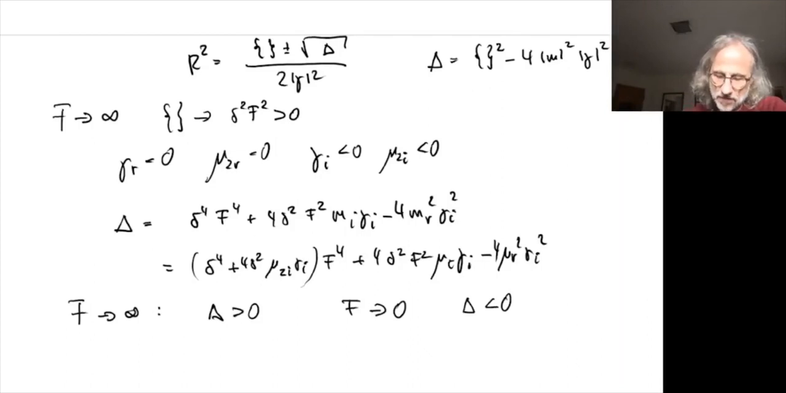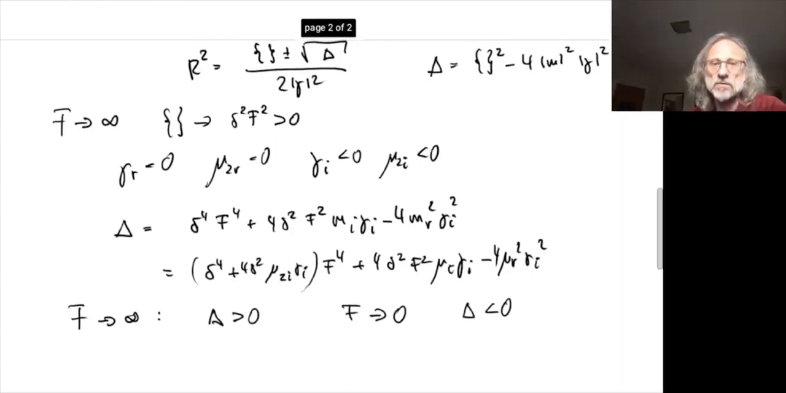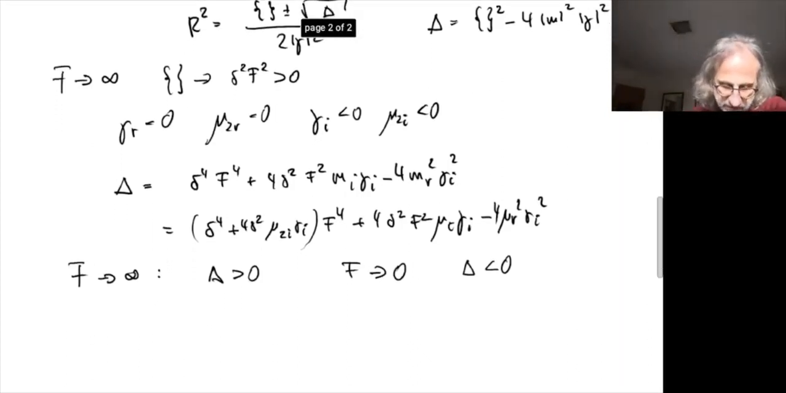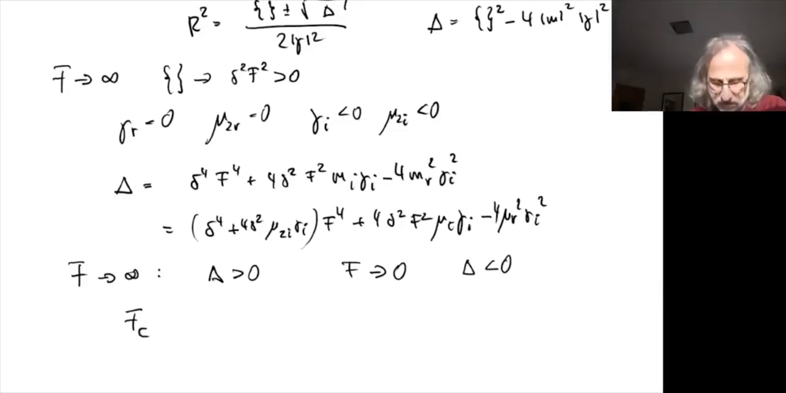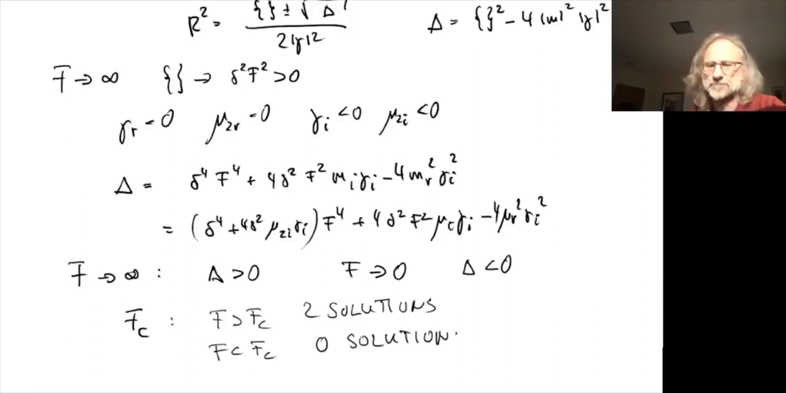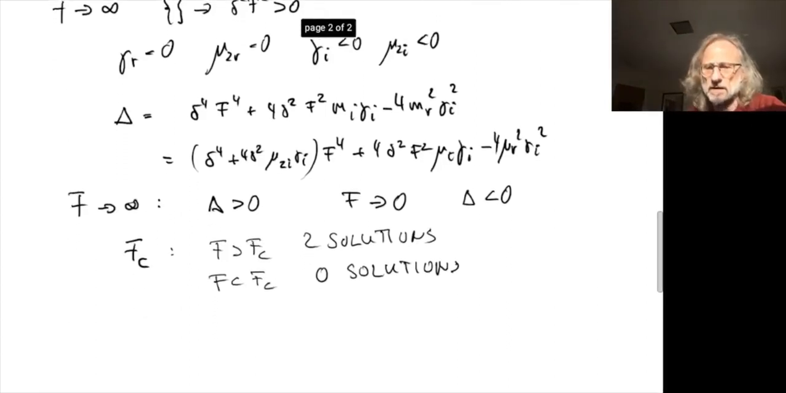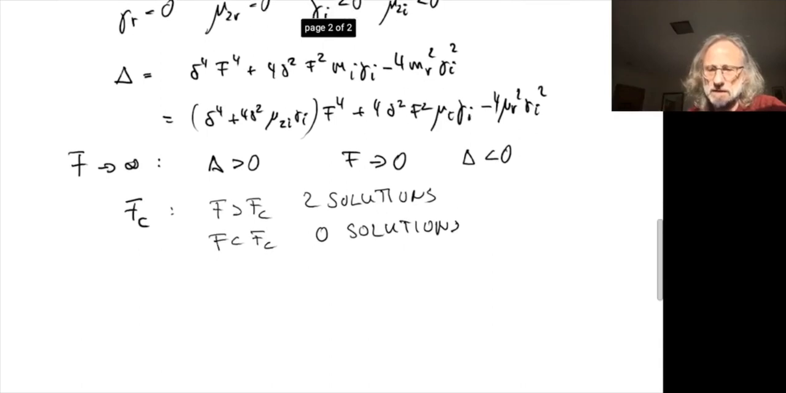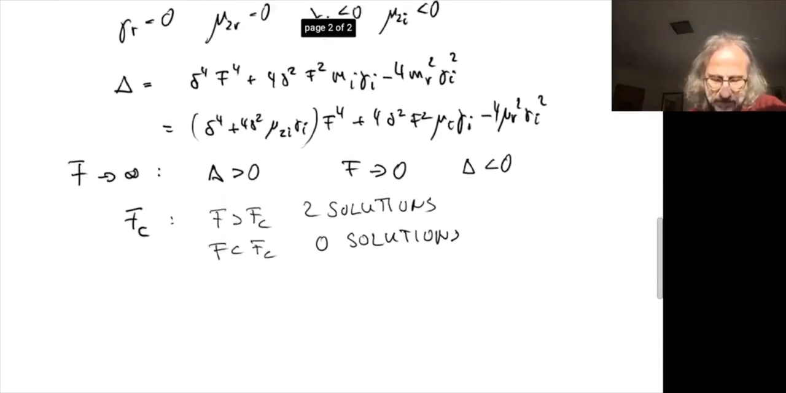And so when delta goes to 0, we lose the two solutions. So there is a critical value of f, fc, such that if f is bigger than fc, we have two solutions. And if f is smaller than fc, we have no solution. And let me just give the expression for that condition.